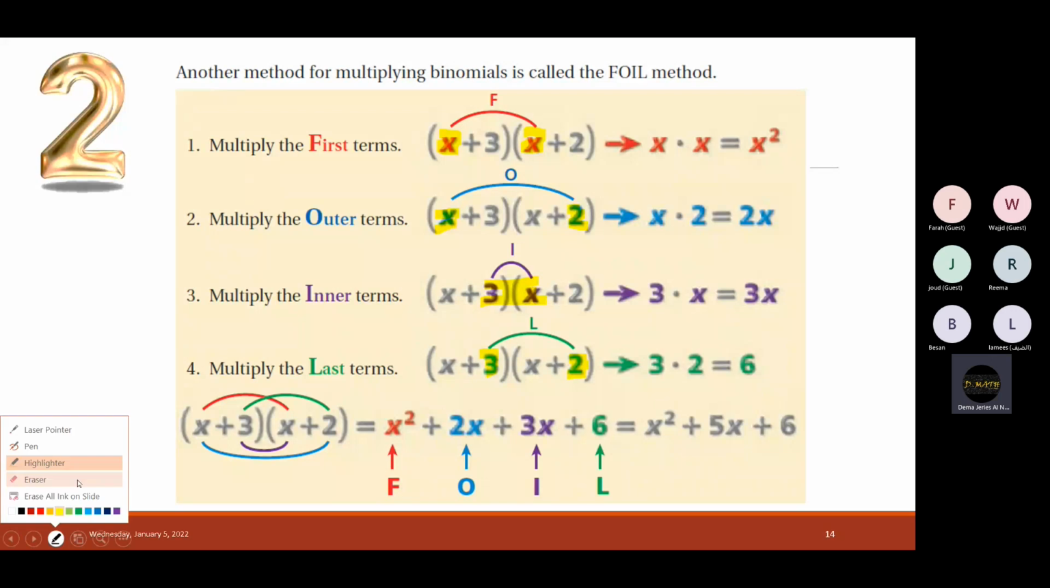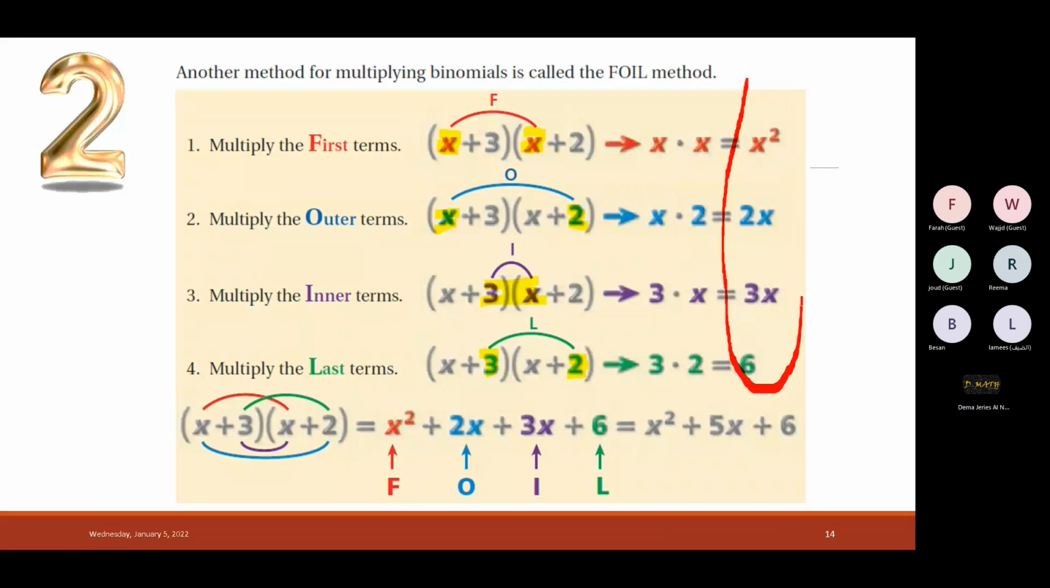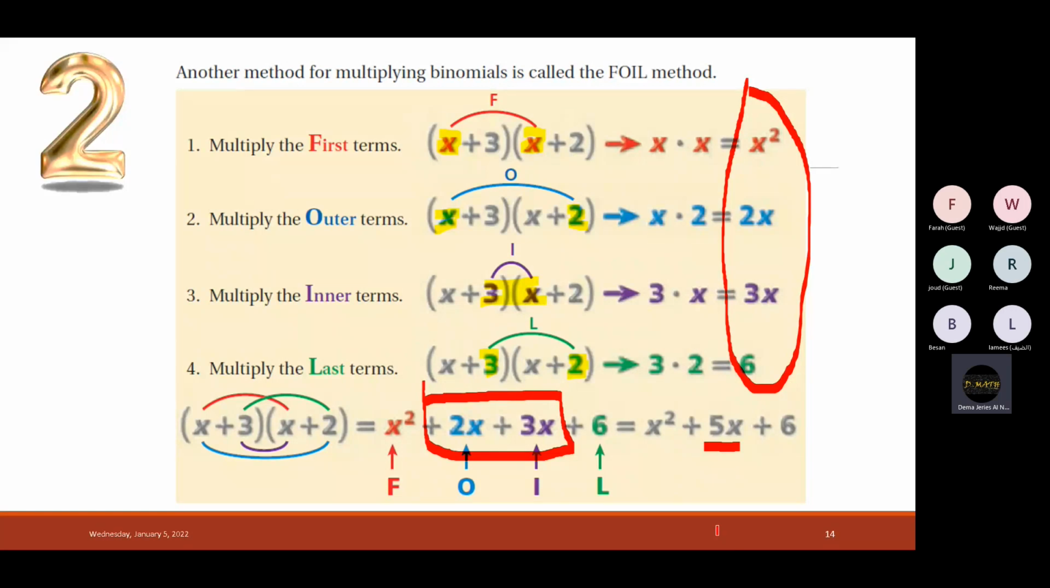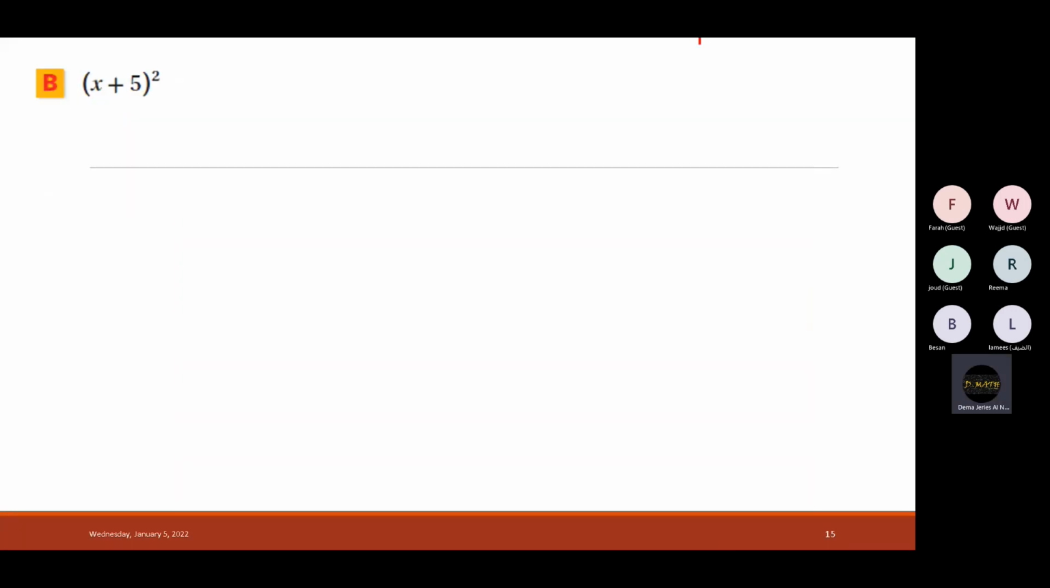Then after you multiply them together, you will add them, like x squared plus 2x plus 3x plus 6. Then we will combine the two like terms, which are 2x and 3x, in order to get 5x. This method, we call it the FOIL method. Let's solve an example now. If you try the first way or the second one, you must get the same answer. So you can choose any way you want in order to multiply two polynomials.